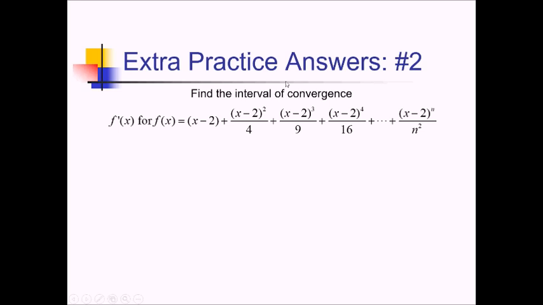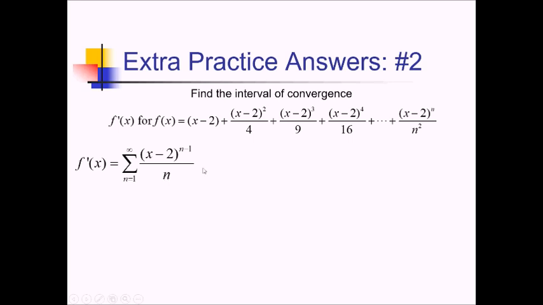So let me start by getting the derivative. I'm going to write this in summation form, and I'm just going to take the derivative of this general term here. So using my power rule and treating n as a constant, that's going to be n over n squared, which is really just 1 over n. And we have an x minus 2 to the n minus 1. And I'm going to make that summation go from 1 to infinity.